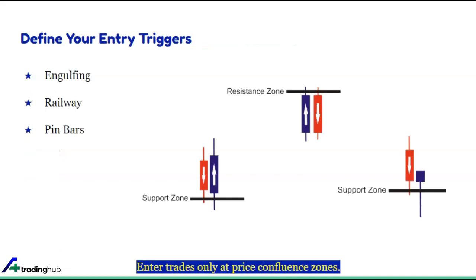You also need to define your entry triggers. So what are your entry triggers? For me, what I use is the engulfing candles, the railway candles, and the pin bars. If I see these candlestick formations on my key turning zones, or where I want to pull my trigger, I'm more than 100% comfortable taking that trade. It's not that I don't consider other candlestick formations, but these are my real entry triggers.